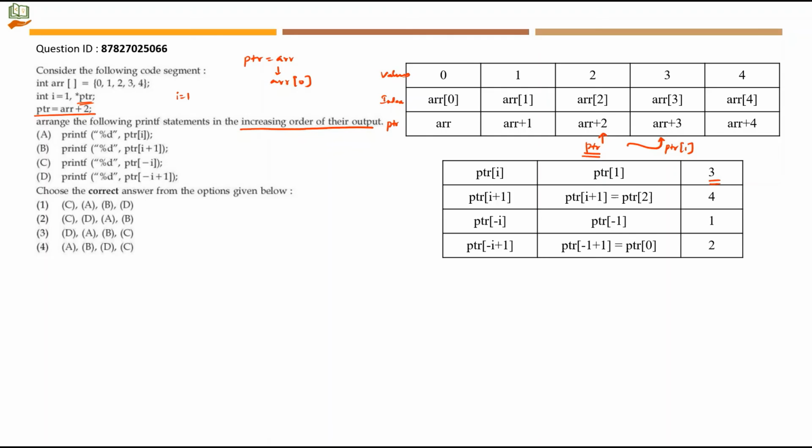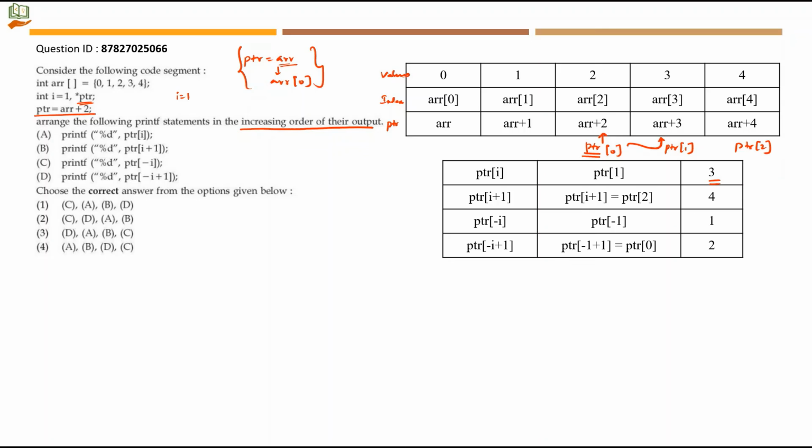Next one is I plus 1. I plus 1 means it is PTR of 2. So this is PTR of 2. This is the general case I have told when it is ARR. But here it is ARR plus 2. So for the pointer, this is the base index. This is the 0th index.